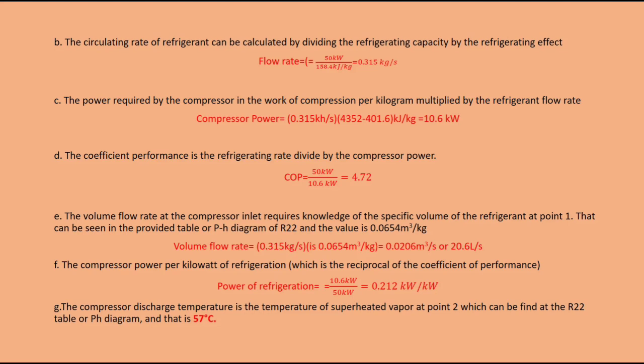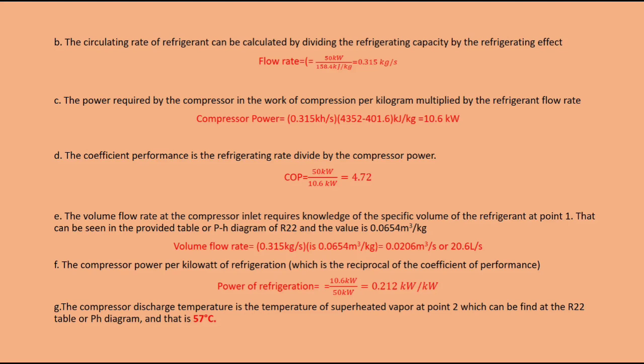Now let's proceed to the other problem. For B, we can get the flow rate once we already have the refrigerating effect. Now we have the answer for the flow rate, which is 0.0315 kilogram per second. Next is the power required by the compressor, which is the work of compression per kilogram multiplied by the refrigerant flow rate. Please note that we already have the flow rate. Now we can multiply it by the difference of the two enthalpies from point 1 and point 2. Now we can get 10.6 kilowatts.